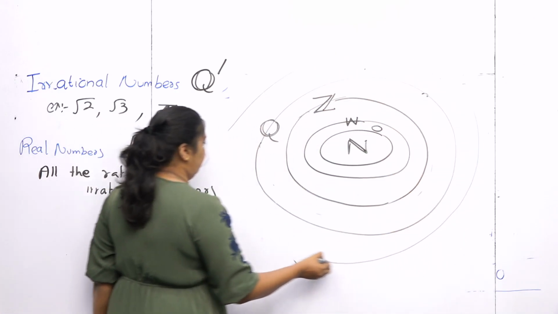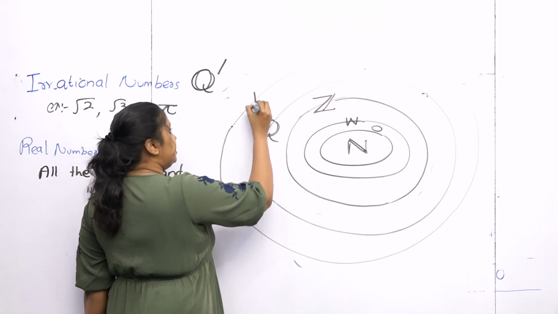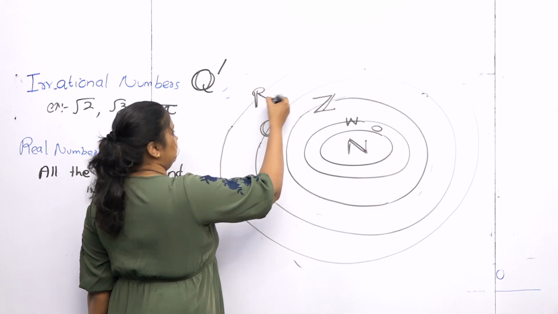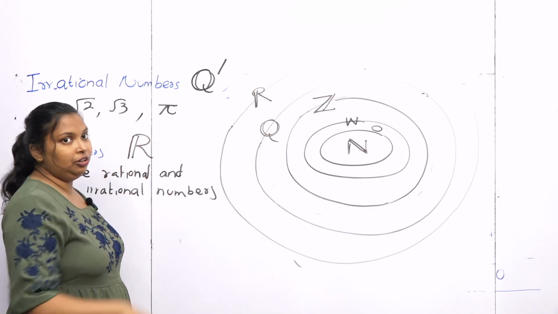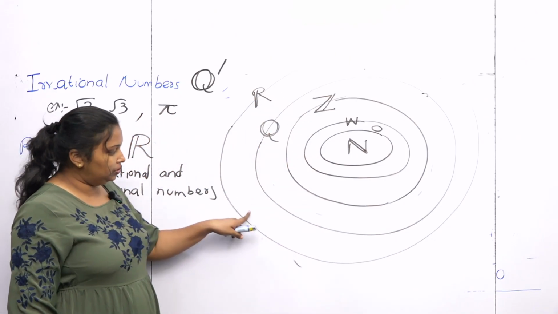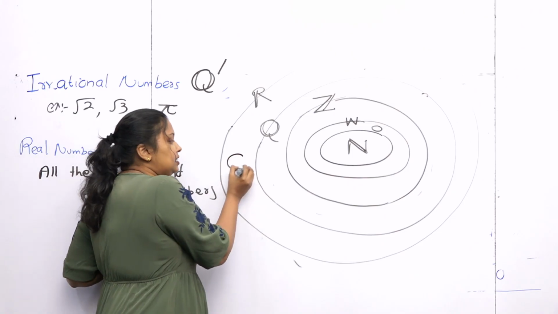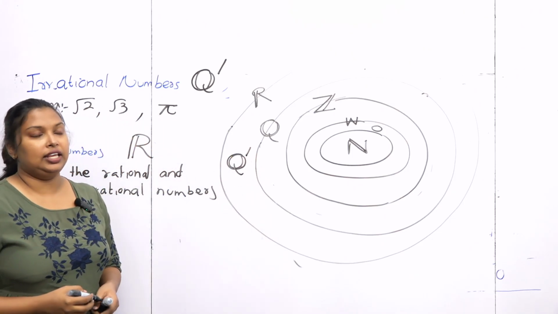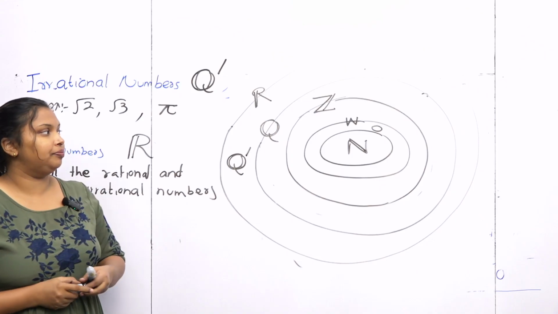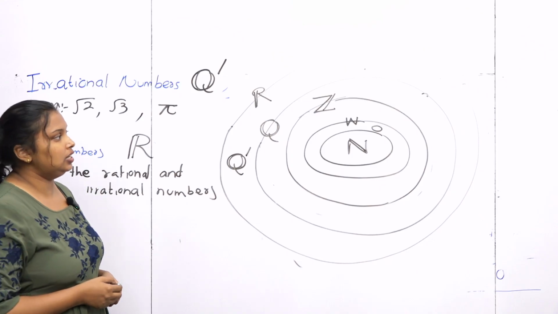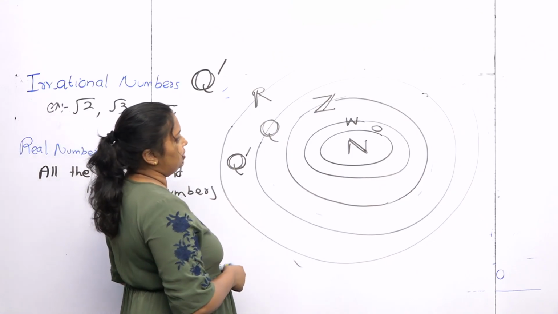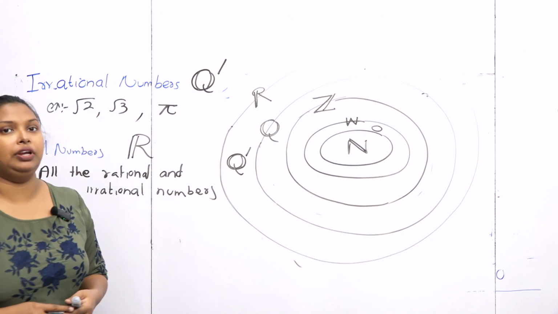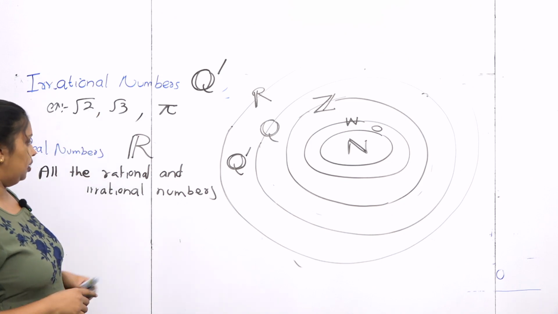The last one that I'm going to draw is the real number set. Include the real number set. What you have inside this are the irrational numbers. Clear? There you have the irrational numbers. Okay. So this way we can represent this using a Venn diagram. Clear? Okay. You can draw this one also.